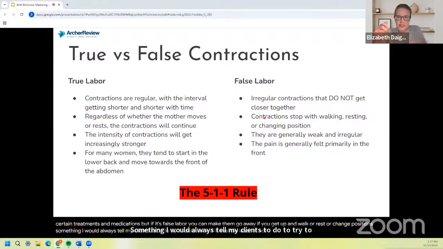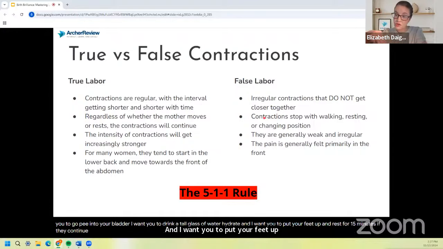Something I would always tell my clients to do to try to determine if it was real labor or not, I would say, I want you to do three things. I want you to go pee, empty your bladder. I want you to drink a tall glass of water, hydrate, and I want you to put your feet up and rest for 15 minutes. If the contractions continue after you do that, it's probably real labor. If they don't continue after that, it was probably just those Braxton Hicks.